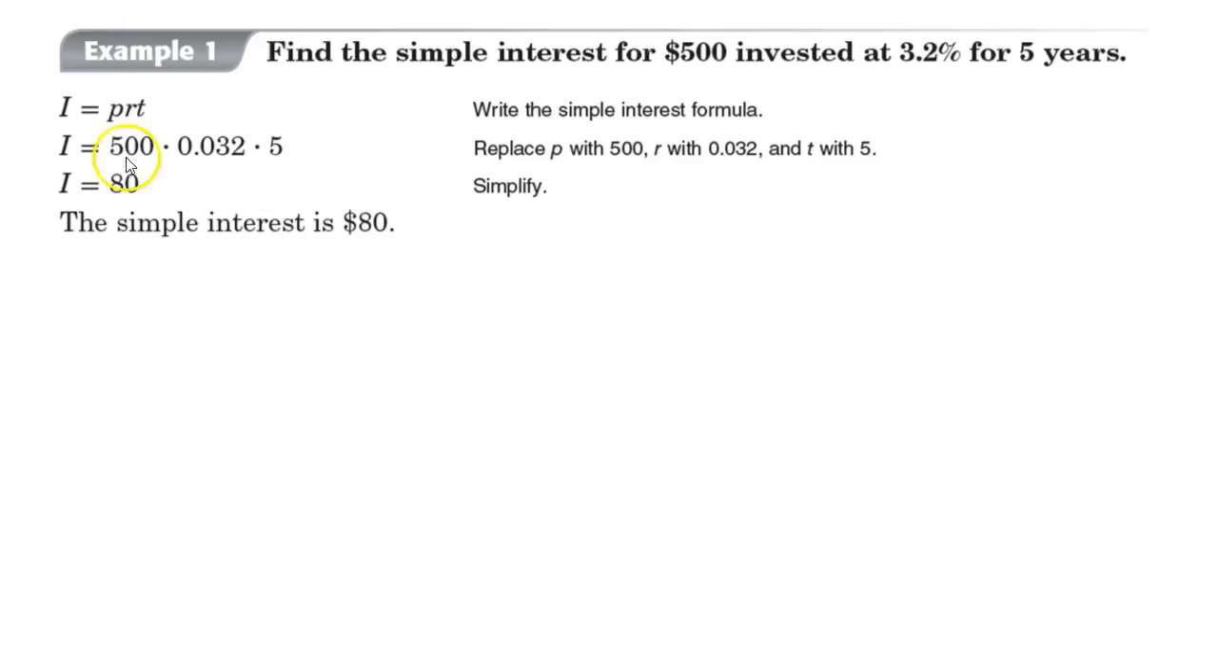So for this one here, oh wow, I just made this up. The $500 must have been stuck in my brain. But find simple interest for $500 invested at 3.2% for 5 years. So interest equals P times R times T. $500 is the initial amount. 3.2% is 0.032 as a decimal. 5 years, T is 5. Multiply that all out. $80 is what will be earned.